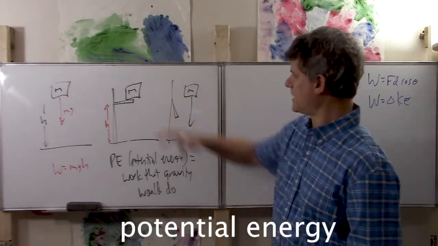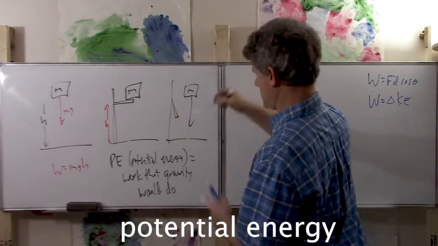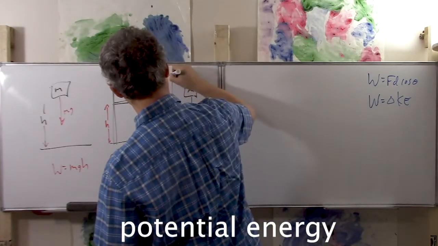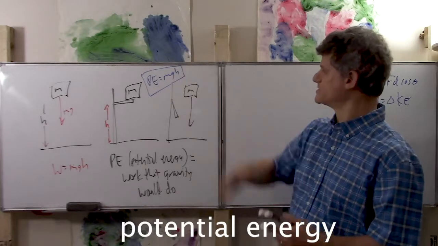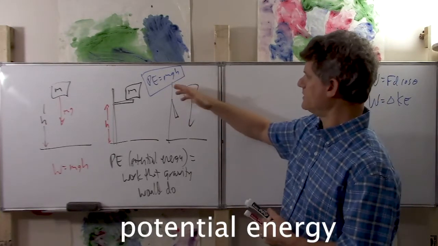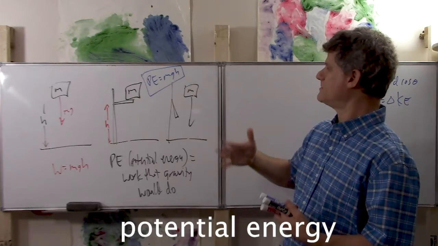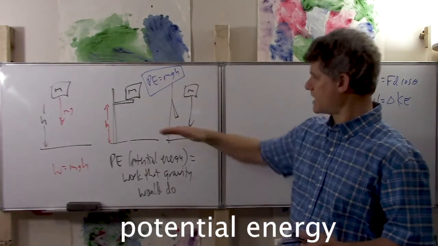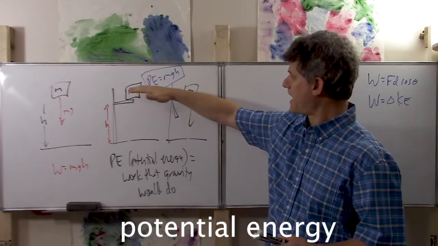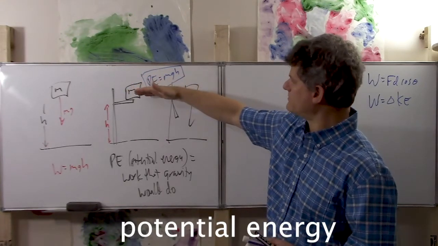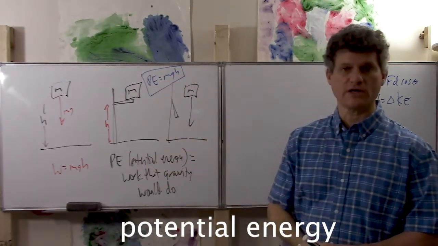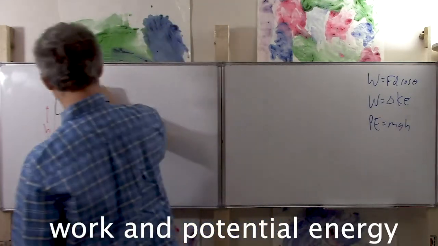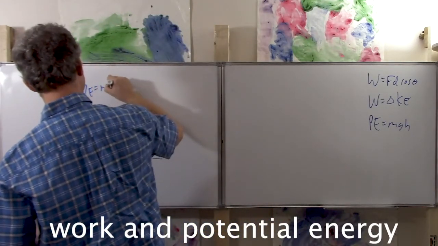So for an object at a certain height h, we'd say the potential energy is mgh. That becomes another formula to know. But if you think about it, what does it really mean? The potential energy is the amount of work that gravity would do. So if the potential energy is mgh, that means an object at height h has a certain amount of energy, which means gravity would do mgh worth of work if the object fell. When we have a mass up here at height h, it has potential energy equal to mgh.